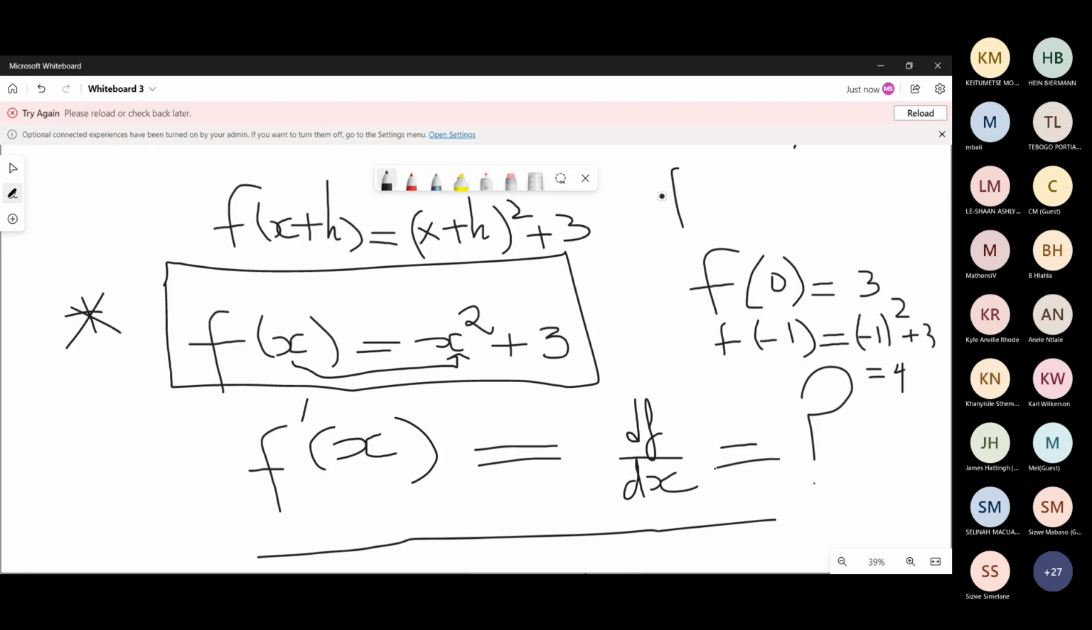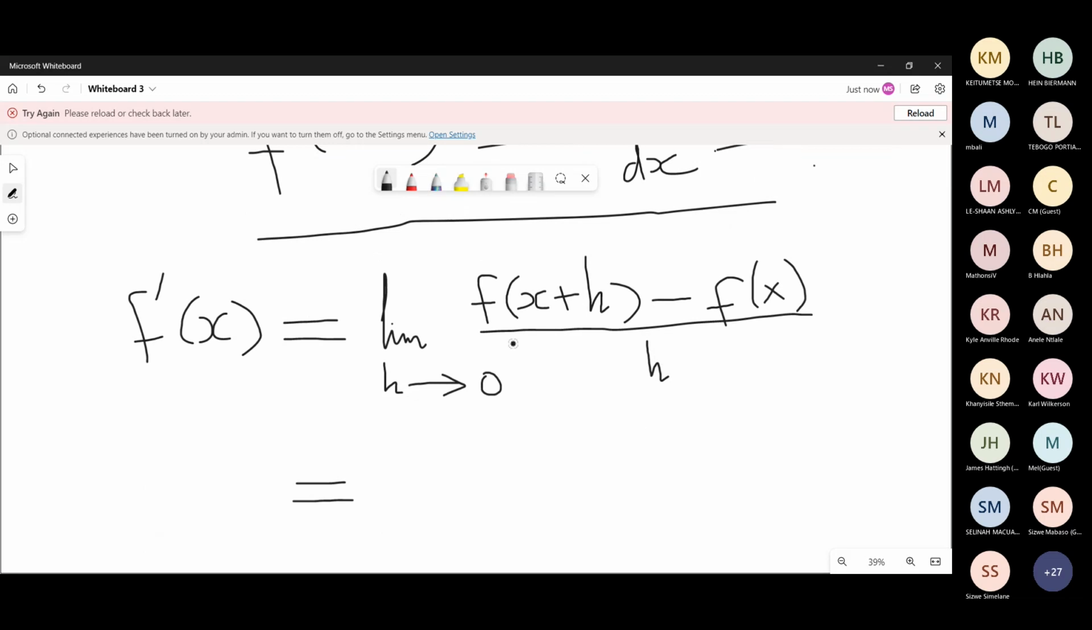If I ask you what is f of a, how do you find f of a? If a was a number, how can you find the image of a? A squared plus 3. Yes, very good, very basic. A squared plus 3, right? Good.